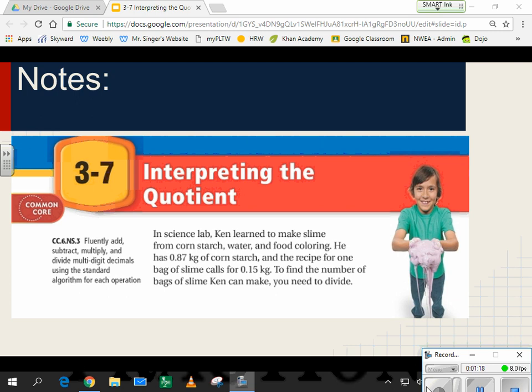So here's an example, and I thought I'd show this one because it talks about slime, and I know how much you guys like making slime. Okay. So in science lab, Ken learned to make slime from cornstarch, water, and food coloring. He added 87 hundredths kilograms of cornstarch, and the recipe for one bag calls for 1,500 kilograms. So find the number of bags of slime Ken can make.